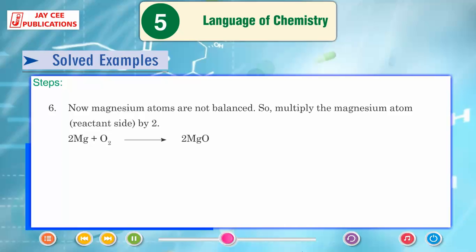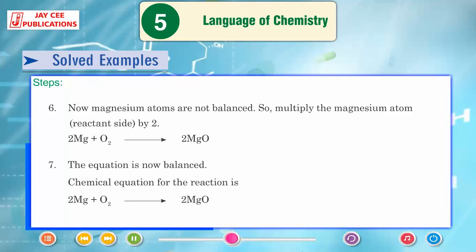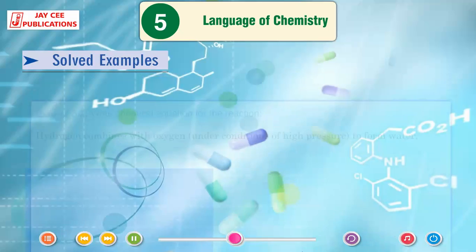6. Now magnesium atoms are not balanced. So, multiply the magnesium atom on the reactant side by 2. 2Mg plus O2 gives 2MgO. 7. The equation is now balanced. The chemical equation for the reaction is 2Mg plus O2 gives 2MgO.